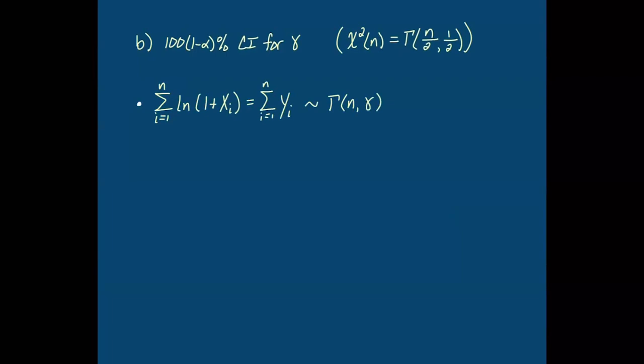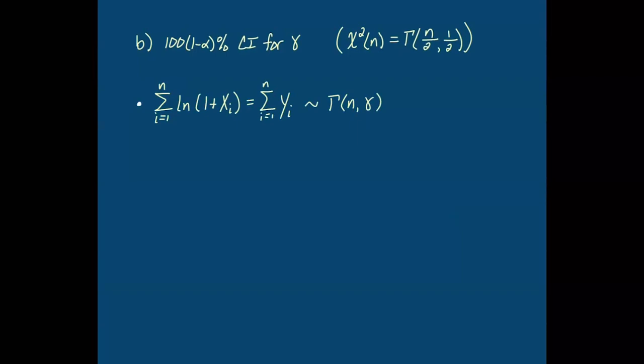We found in part A that Yi has an exponential distribution with rate lowercase gamma, and we know by now that the sum of iid exponential random variables has a gamma distribution. The first parameter is the number of exponentials you add together, and the second parameter for that gamma distribution is the parameter for the exponential, in this case lowercase gamma.